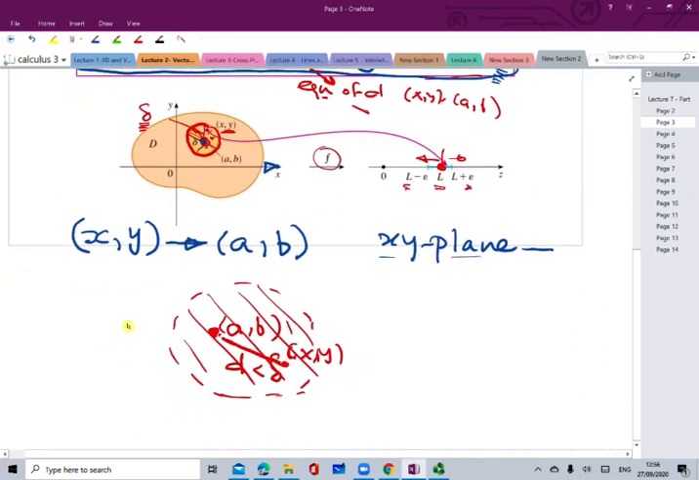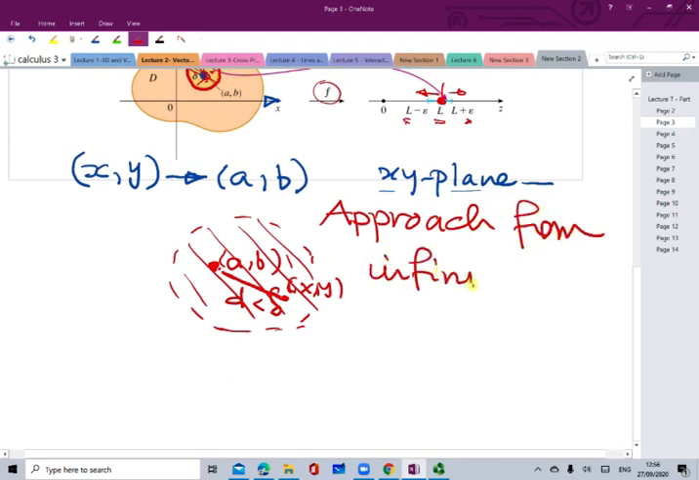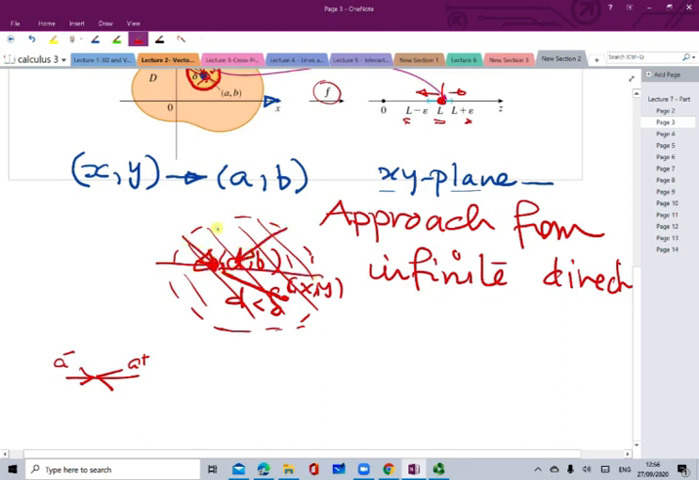The only difference is that I approach the point from infinite directions, from any point on this circle. For one variable, I have only two directions. I can come from the left and I can come from the right, from A minus to A plus. And here I cannot say that, because I could come from any direction along a line inclined like this to the point AB.